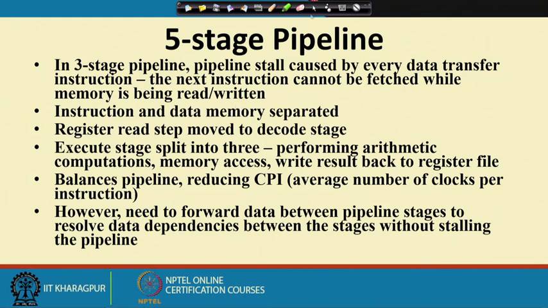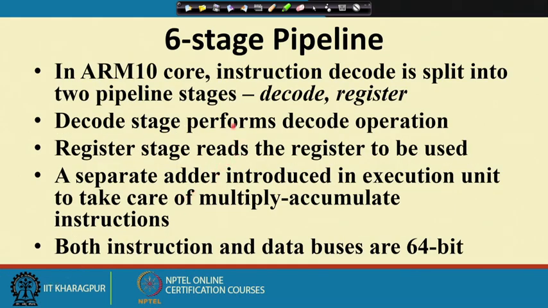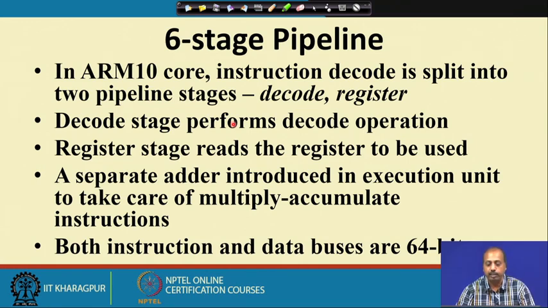Next we will look into the six stage pipeline. ARM10 has a 6 stage pipeline. Here the decode is split into 2 pipeline stages as earlier, the decode and register read. The decode stage performs the decode operation and the register read stage performs the register reading operation.